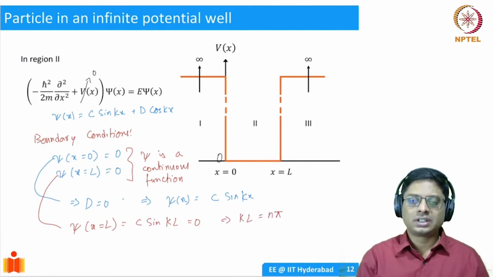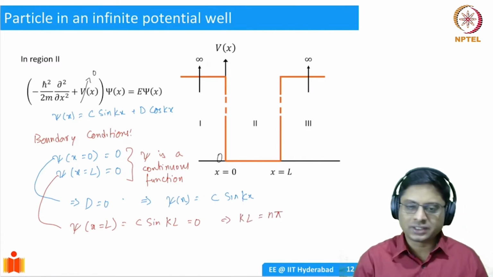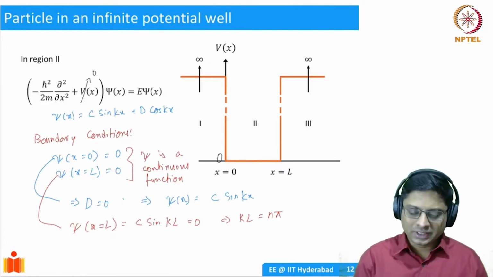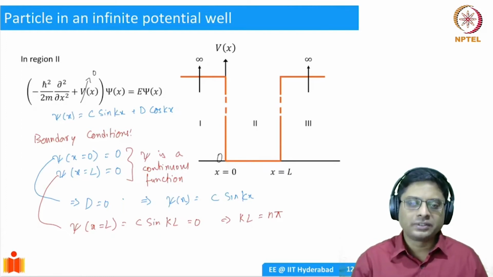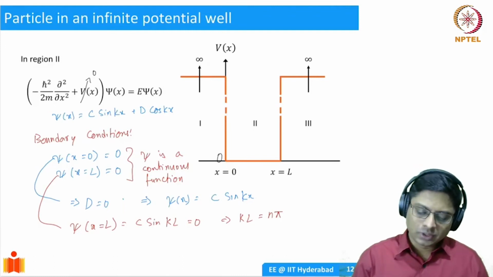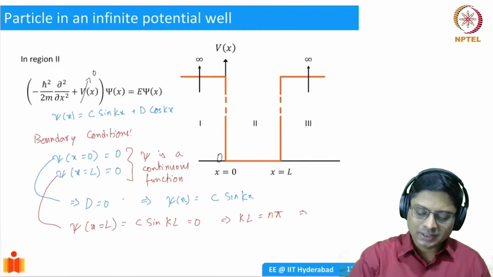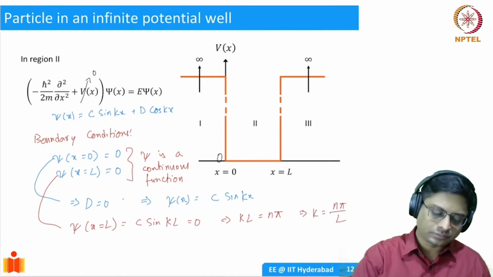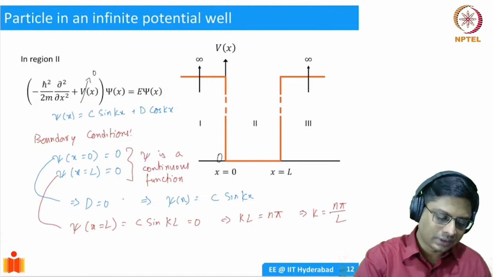Only when the variable in the sine function is equal to n times pi can we be assured that the sine function goes to 0. So this implies that k is n pi by L. This is an important relation.